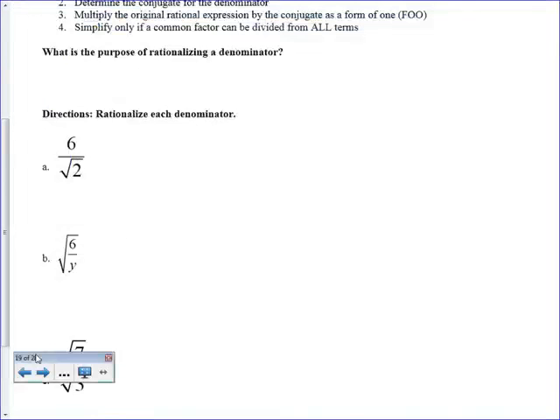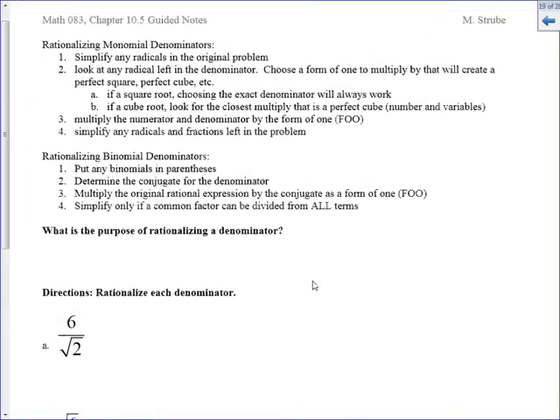All right, so what we're going to do to finish up 10.5 is we're going to rationalize denominators. And we're actually only going to work with monomial denominators and only square roots. Whenever you see the directions rationalize, it's probably not a word you've run into before in math. I find people see rationalize and don't know what to do, because these problems look like some others that we've done. So first we're going to talk about what is the purpose of rationalizing a denominator.